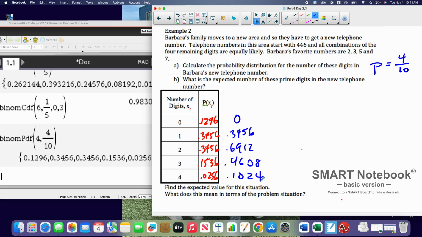Everybody all right with that? Now this is definitely a calculator problem. I'm not worried about you multiplying all that out by hand. I'm going to add all that up now. So I'm going to take all these pieces and add them all together.